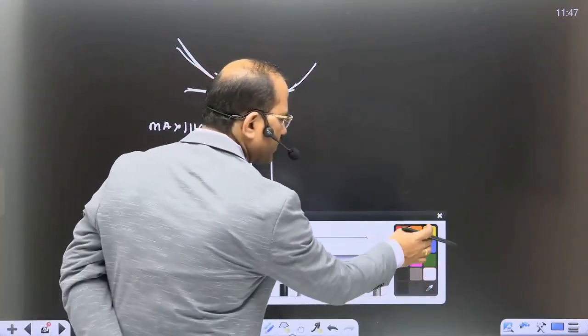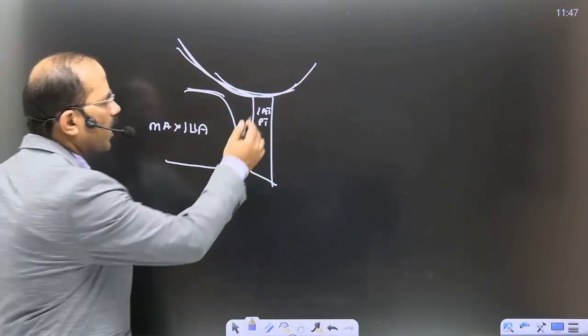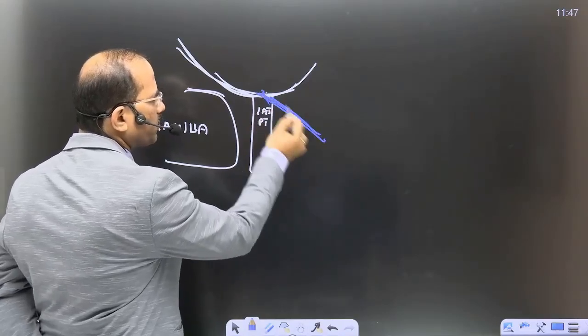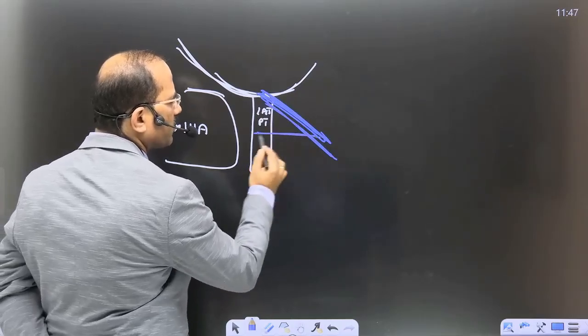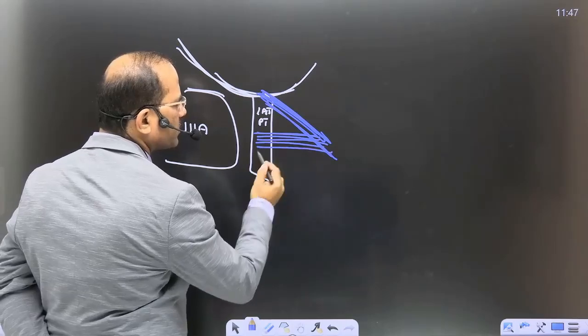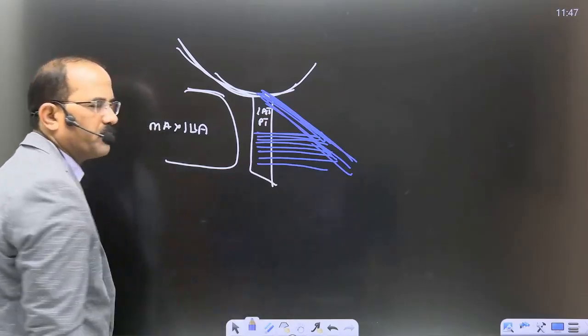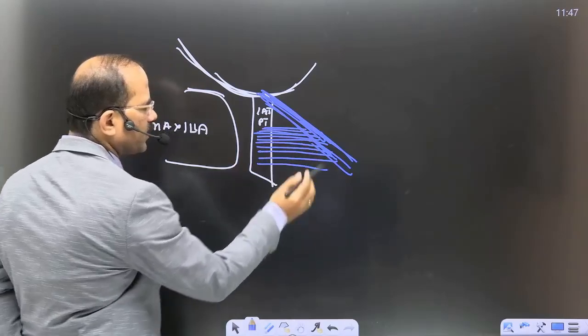Let us understand this lateral pterygoid muscle now. The lateral pterygoid muscle has got two heads. The upper head begins from the sphenoid bone. The lower head begins from the lateral pterygoid plate.